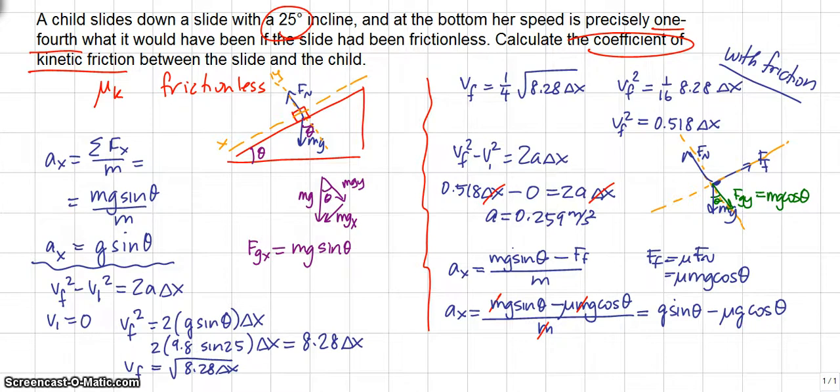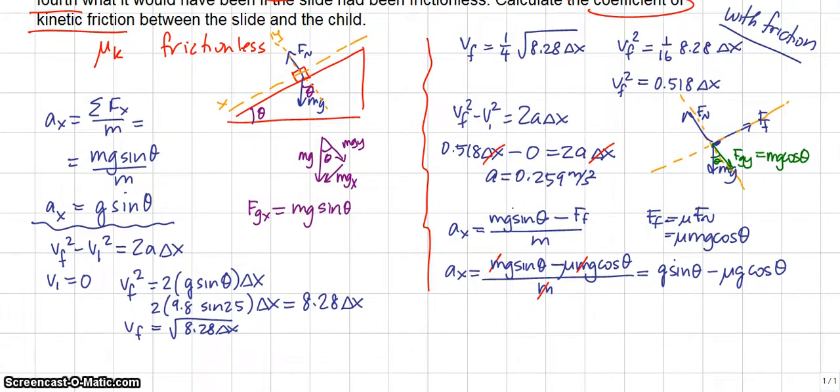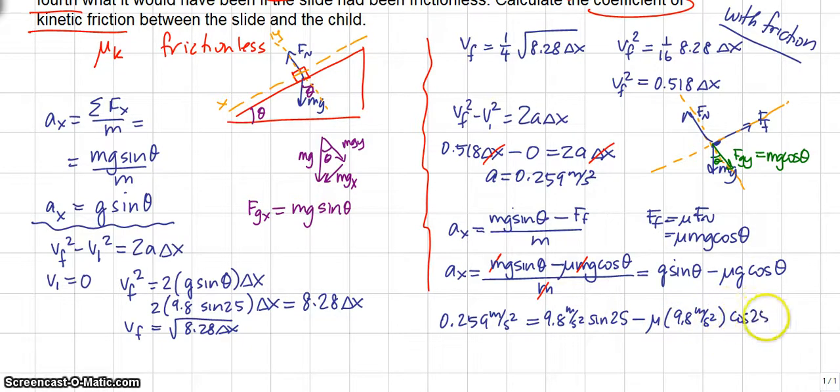I'm going to scroll down to give myself a little bit more room. So 0.259 meters per second squared is g, 9.8 meters per second squared, sine of 25, minus mu times 9.8 meters per second squared cosine of 25, which means that mu, a little bit of algebra later, the coefficient is equal to 0.437.